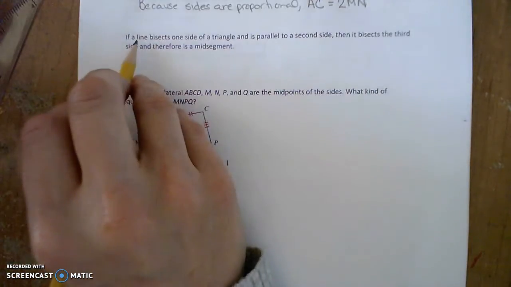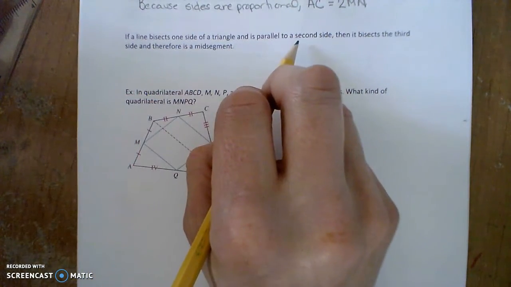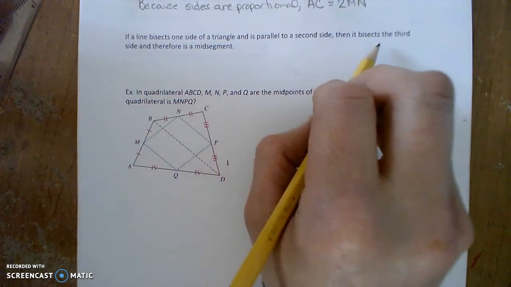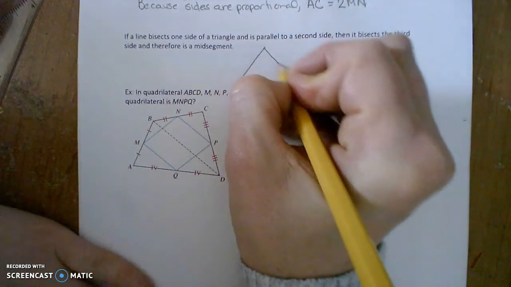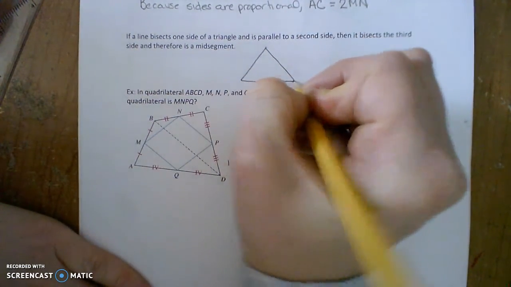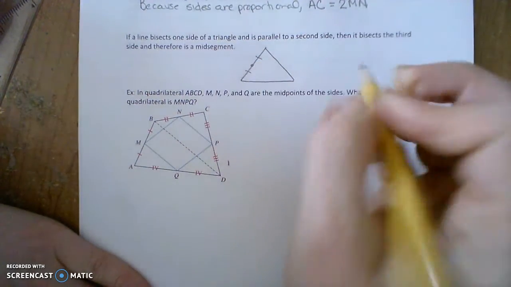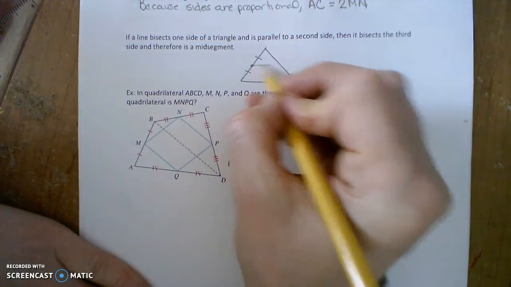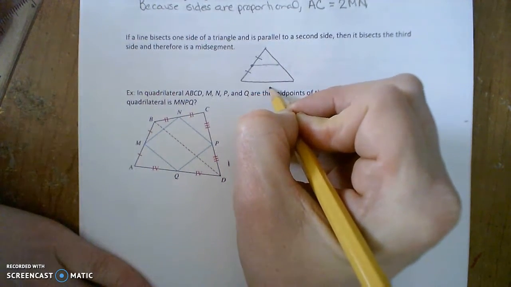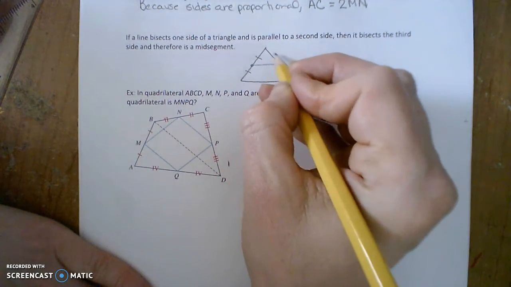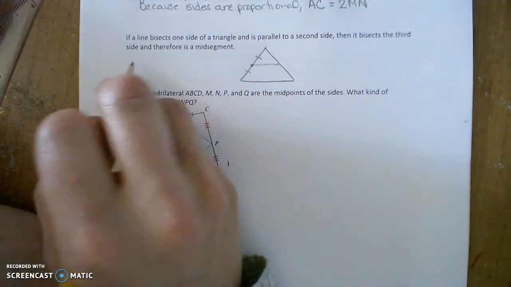And it turns out also, if a line bisects one side of the triangle and is parallel to a second side, then it must bisect the third side. So let me draw you a picture of that. You have a triangle and a line that bisects one side of the triangle, so chops it into two equal sized pieces, and is parallel to the third side of the triangle, then I can conclude that it bisects the third side.